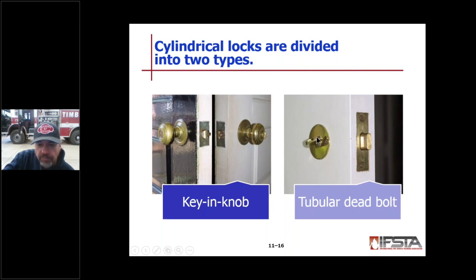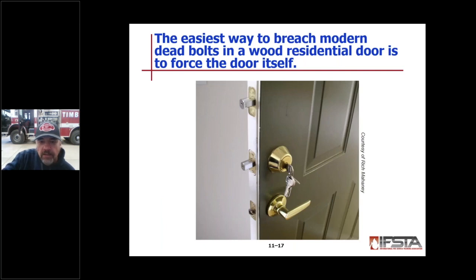A tubular deadbolt will have a thumb latch on one side, and there may be nothing on the other side, or there could be a keyway on the other side of that deadbolt. If any of these locking mechanisms are in a wood door, sometimes the easiest way is just to breach the door itself, force the door. And we'll get talking about details of forcing in a moment.